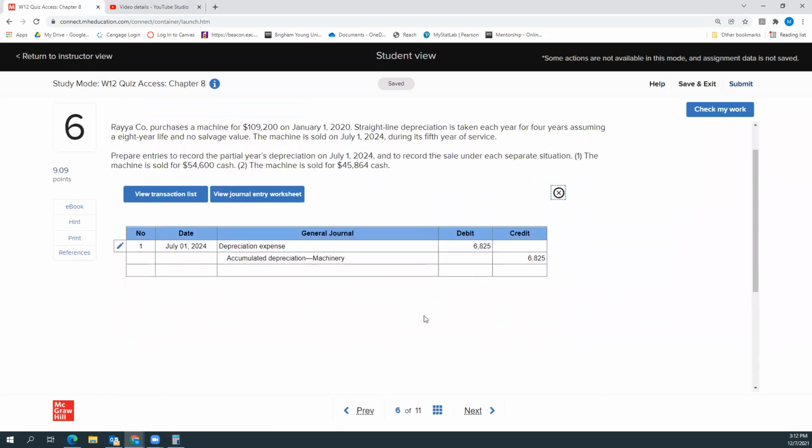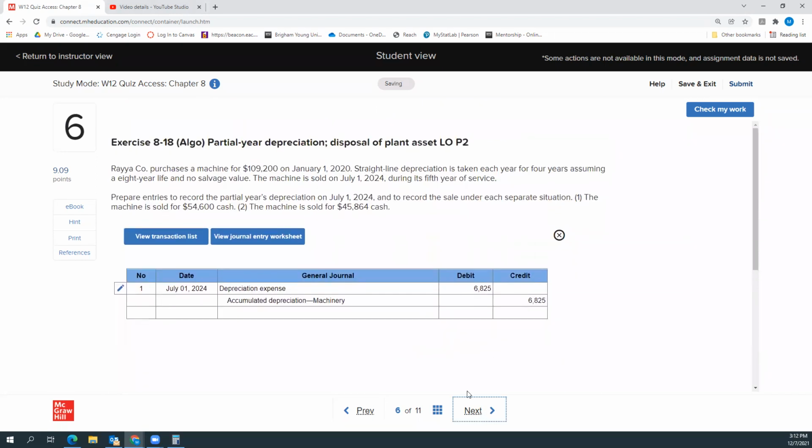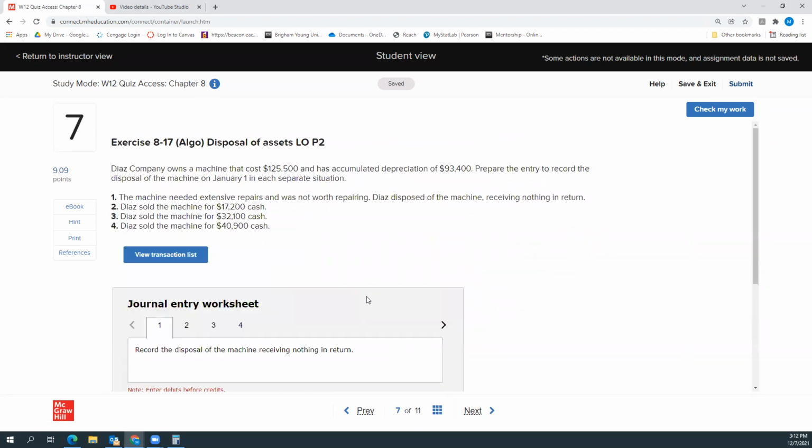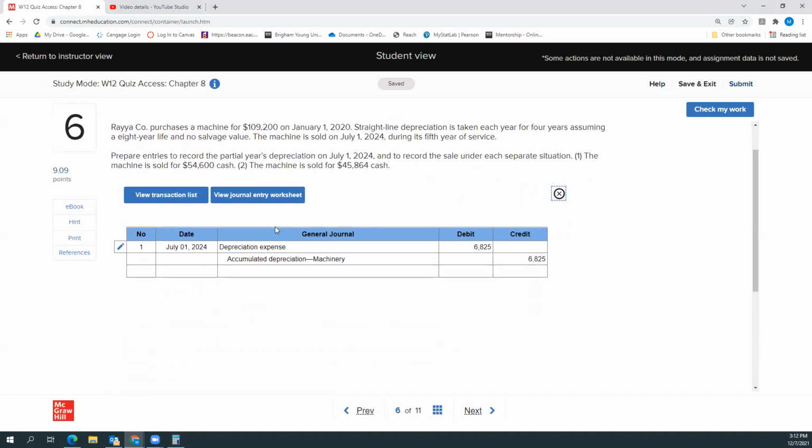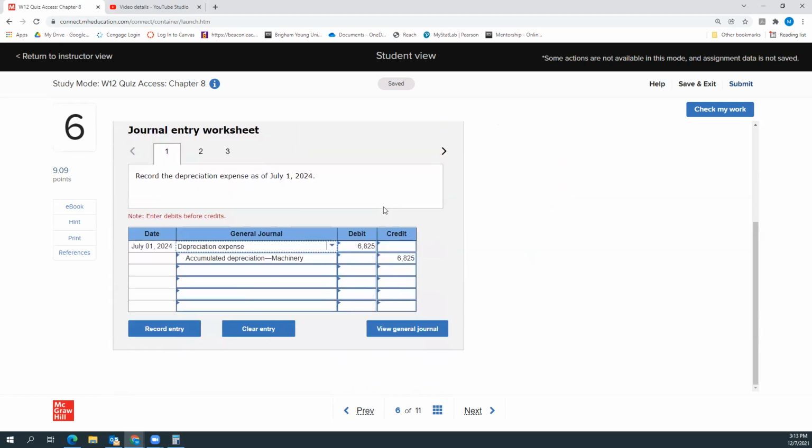Okay, so the next thing we have to do, the next journal entry it wants us to make, is record the sale of the machinery for $54,600 in cash. So in order to do that, we need to know a few things. We need to know how much cash, which we do know.